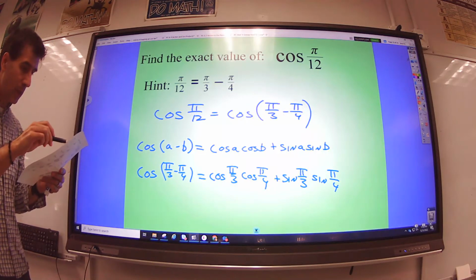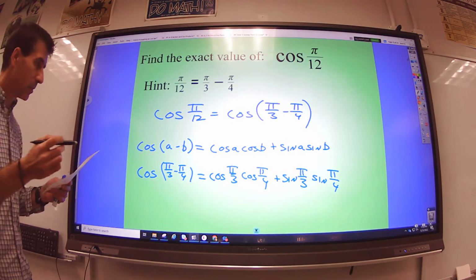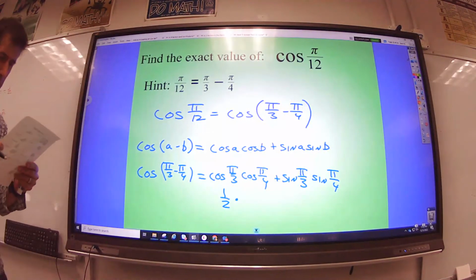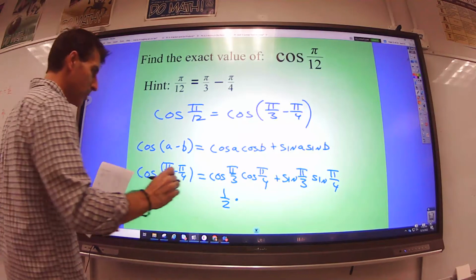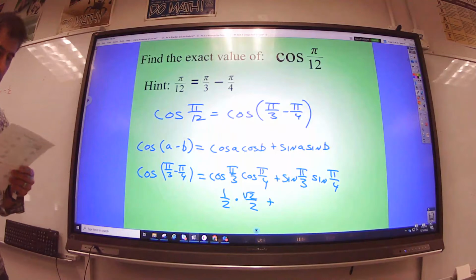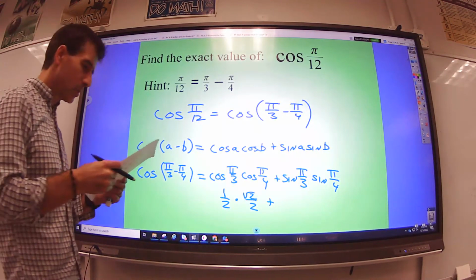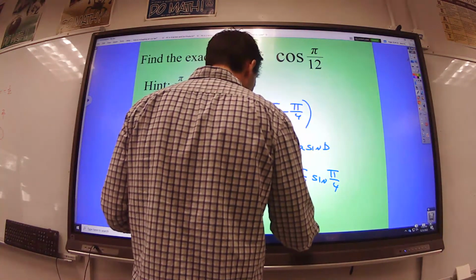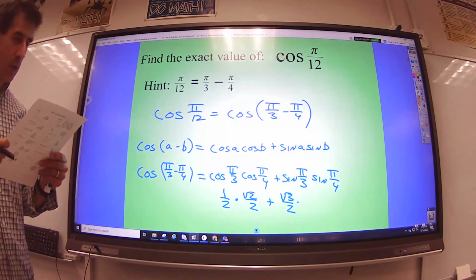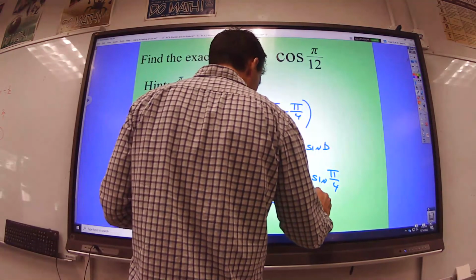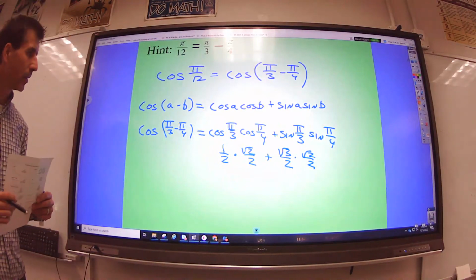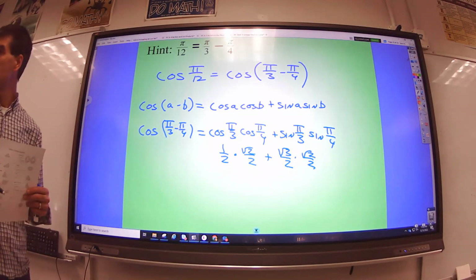Cosine of pi over 3 is, what is it? 1/2 times cosine of pi over 4, which is root 2 over 2, plus sine of pi over 3, which is root 3 over 2, times sine of pi over 4, which is root 2 over 2. Now, am I going too fast? I just get those from the unit circle.